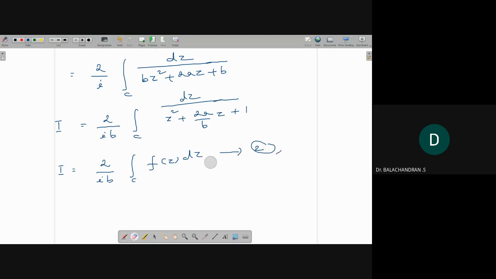You call this 2, where f of z is 1 by z square plus 2a by b z plus 1. Okay, now we need to equate the denominator equal to 0 and find out the singularities. And this is a quadratic in z, so it has two roots, so both of them are poles.